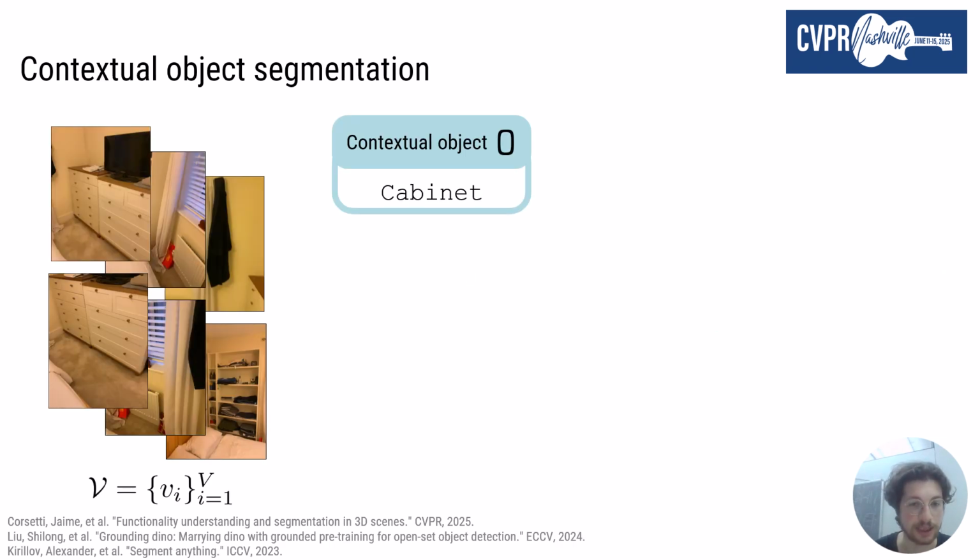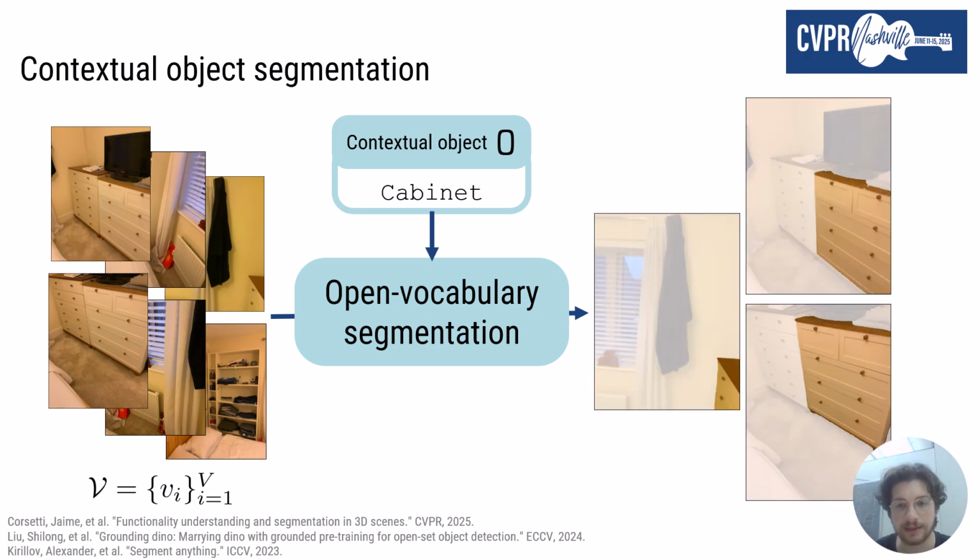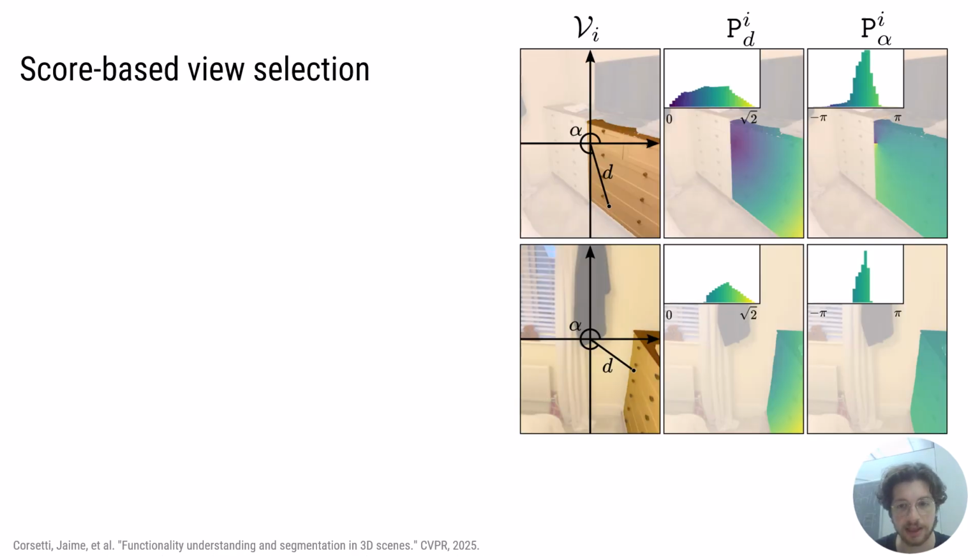Subsequently, we look at the RGB views of the scene in order to find the contextual object. And we do so with an open vocabulary segmentation method, specifically with Grounding DINO plus SAM, and this gives us the set of masks of the cabinet within the scene. Now, a problem is that this set of masks can be very large, even 1 or 2,000 views for each scene. So we only want to segment and retain the best views for our task.